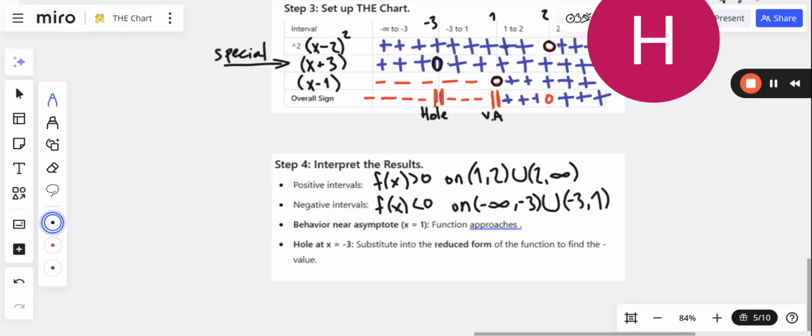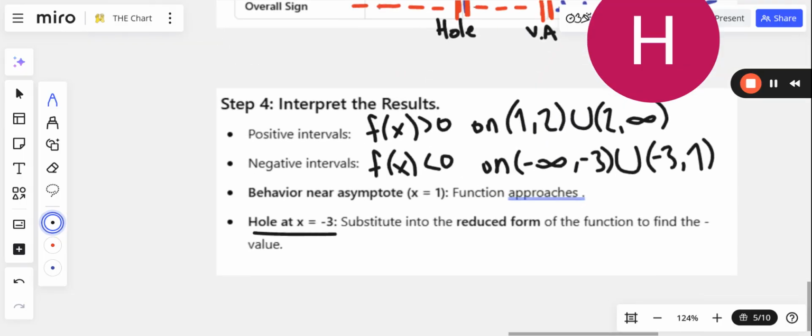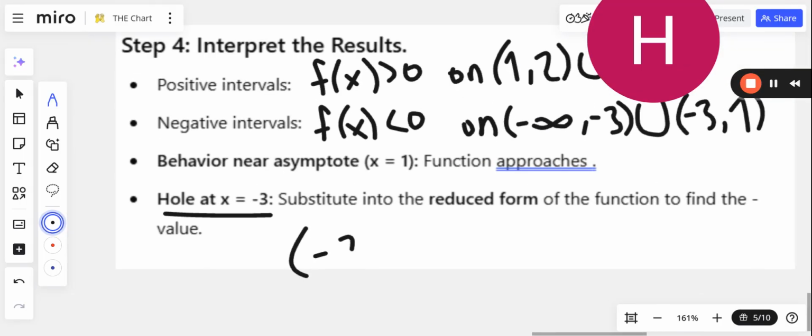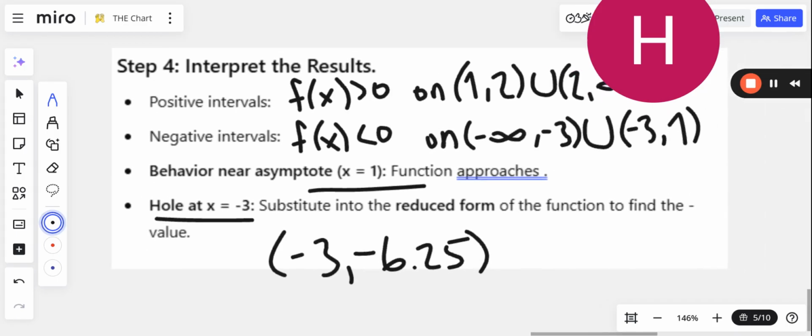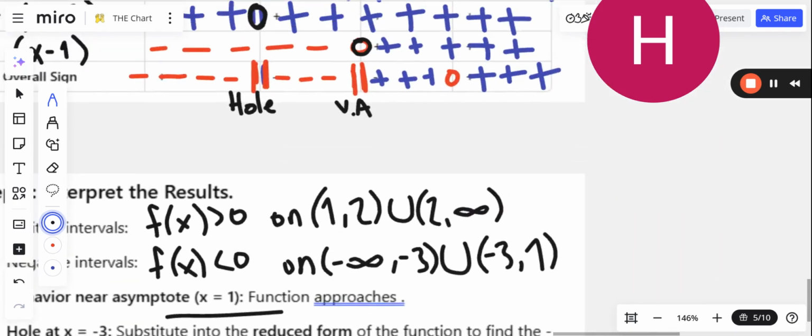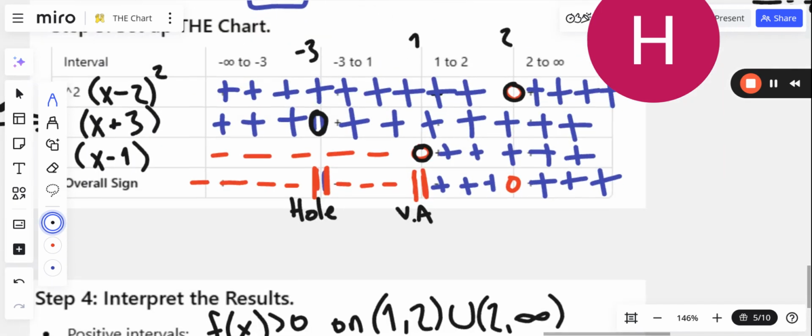Okay? So just a reminder that to find the y value of the hole, we have to substitute the x value that's restricted into the simplified form, the reduced form of the fraction. And that gave us, like I said, about negative 6.25. And near the asymptote, what happens, behavior near the asymptote of x equals 1? Well, it's going negative on the left side, which means it's going down to like negative infinity. And then all of a sudden it comes positive from the top.